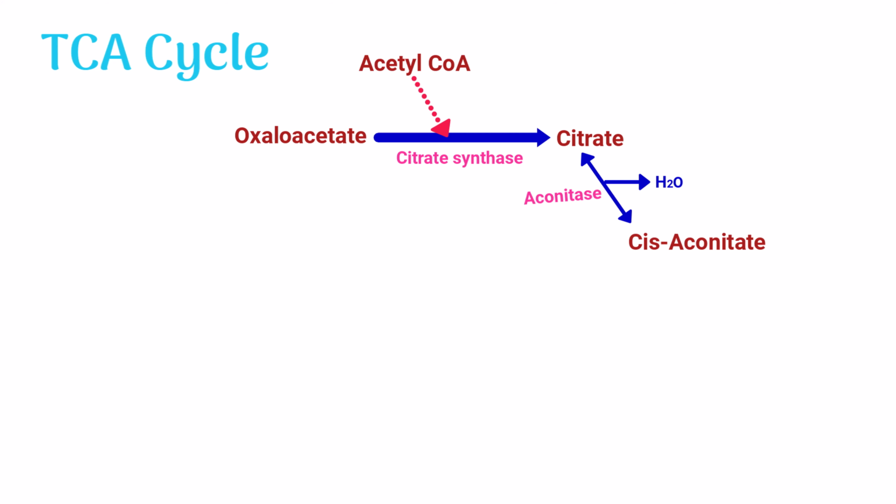In this step, cis-aconitate is converted into isocitrate. Aconitase is the enzyme that boosts this conversion. This reaction is also reversible, but the addition of water molecule takes place here. Let's move on to the next reaction.